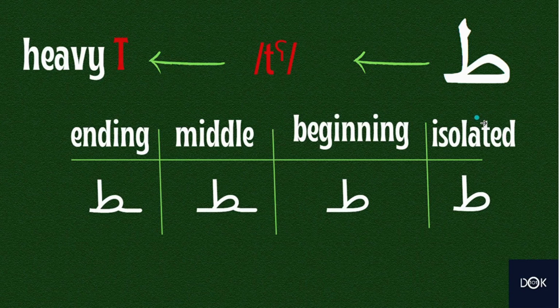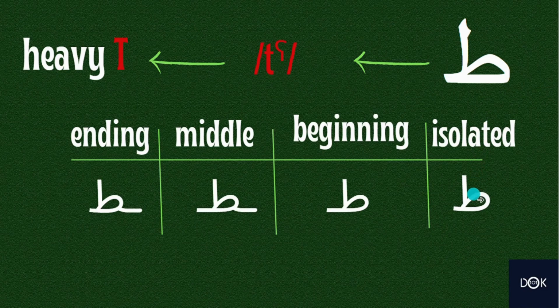Ta. Letter Ta is pronounced with a fuller mouth, so the sound of Ta is a heavy sound. Ta, ta, ta, ta. Now remember, whenever a letter is pronounced with a fuller mouth, the sound of that letter will be heavy or dense.